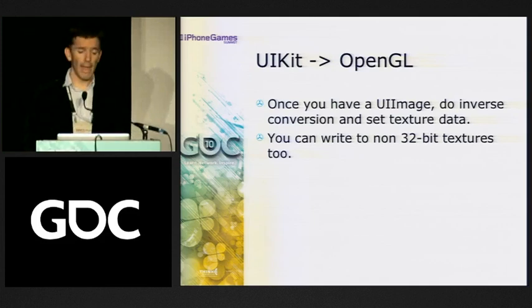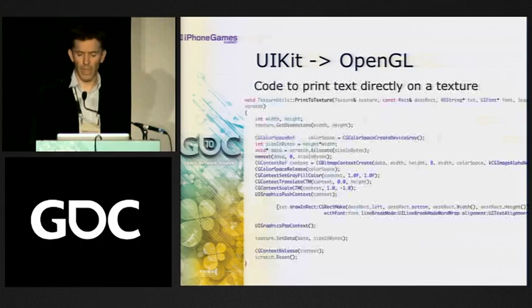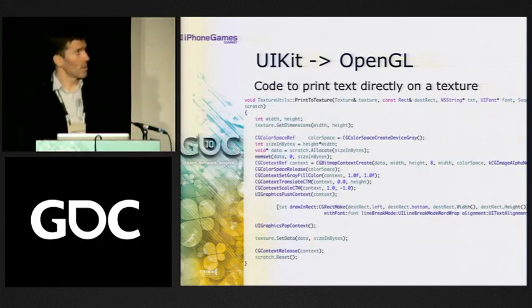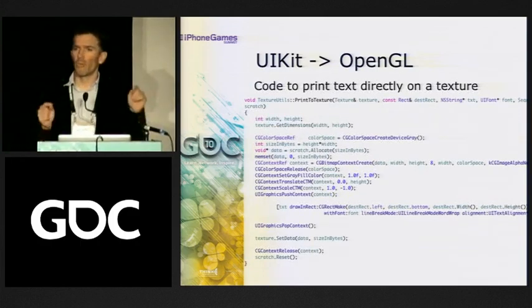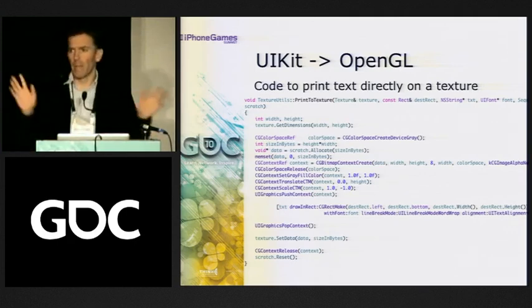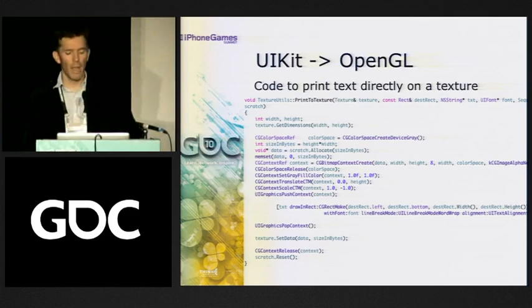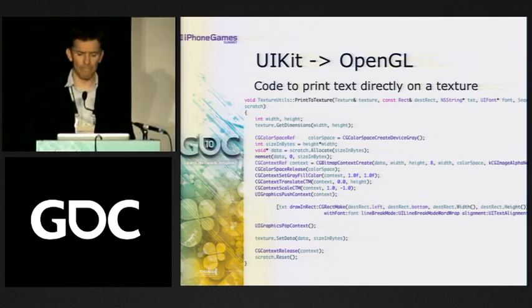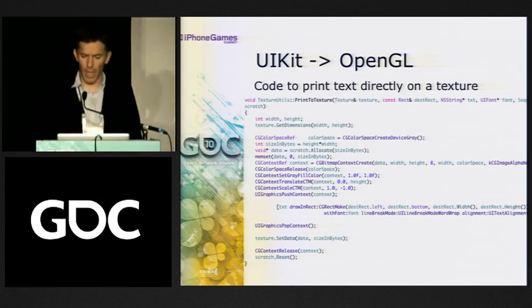The only thing that I want to highlight in here is that you can have non-32-bit textures, and you can do special things. For example, here's a function that I use to print text directly into an OpenGL texture. Because it's just text, and in this case it's just going to be grayscale, I use an 8-bit grayscale texture. So I'm saving lots of memory this way. It can be really handy. I use this for the bouquet tag.